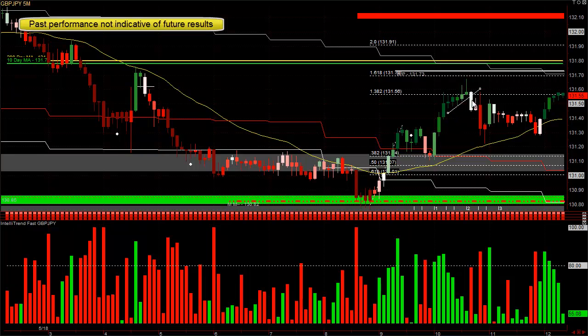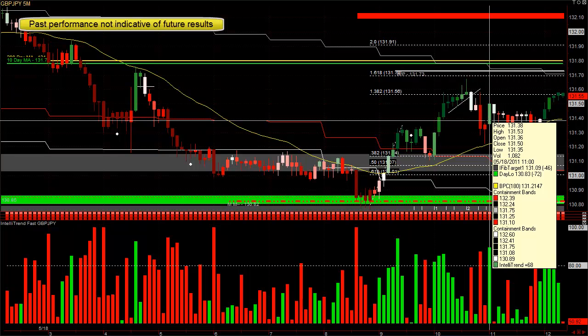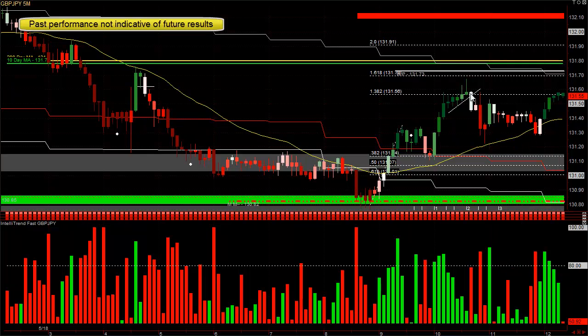So you would have shorted it right here around 50, and you can see it pulled back. This bar right here didn't have that much weakness. Maybe you got out of the trade here at 38 for a 10 pip profit. But 10 pips add up.